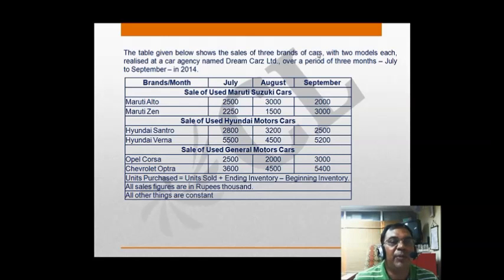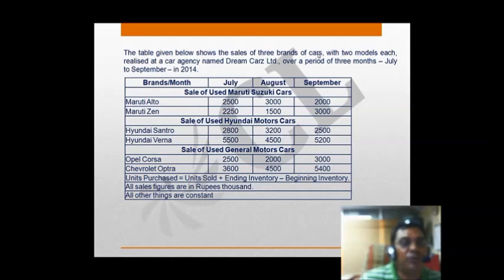The table below shows the sales of 3 brands of car with 2 models each, realized at a car agency named Dream Car Mobility, for 3 months, July to September in 2014. July, August, September, 2,500, 3,200. So July to September, fine. Sales of Hyundai, Opel Corsa.